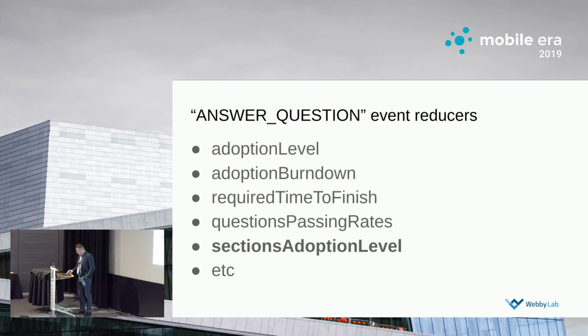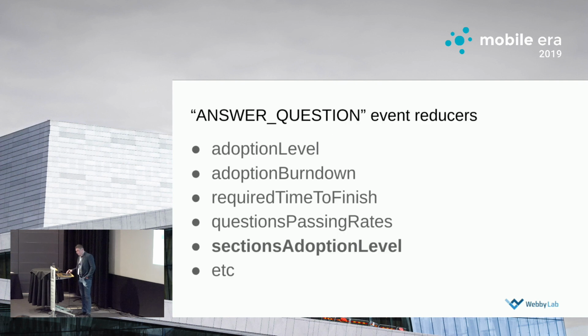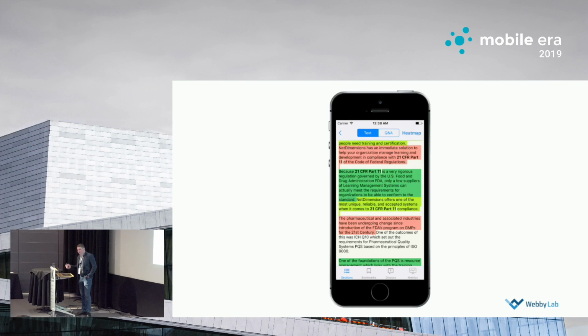For example, sections adoption level. We can compute, you see this heat map, and it shows parts of the document that students studied better, and in red, parts that are hard to understand and users make mistakes answering questions related to these parts. And we can build all of this just using this answer question event. Nothing else is required. Because every event has a timestamp, we can calculate how much time a user spends on every question. So it's a really powerful approach.